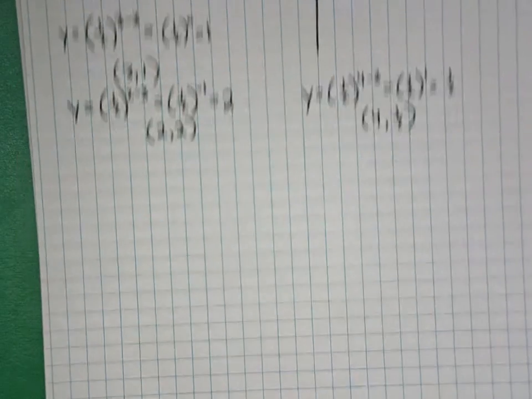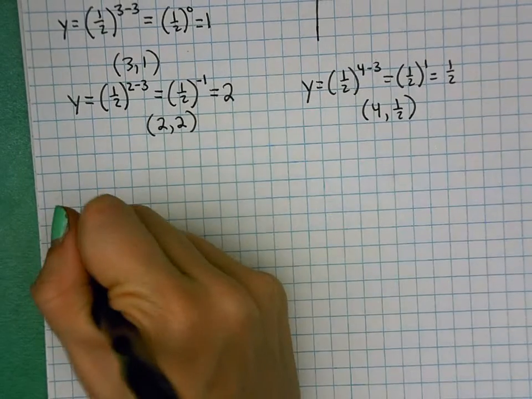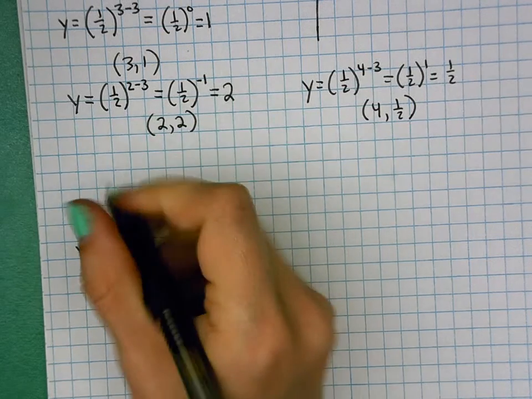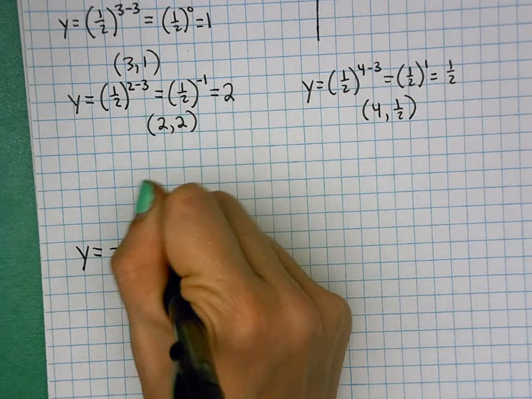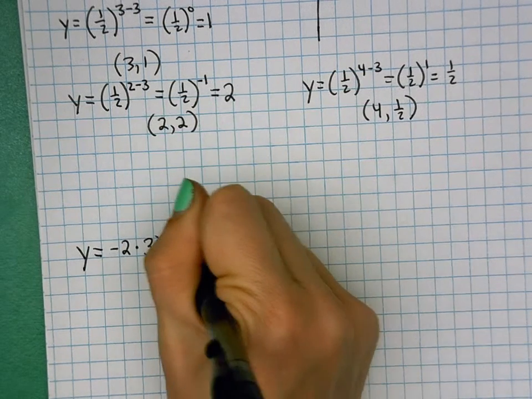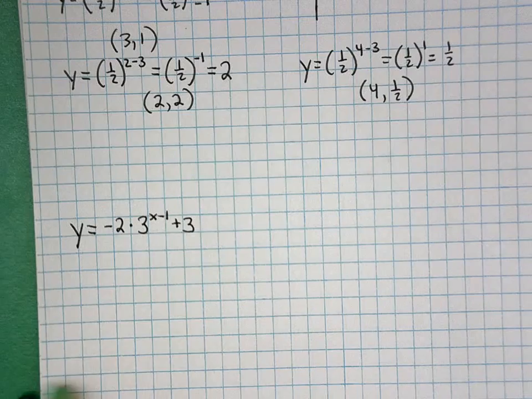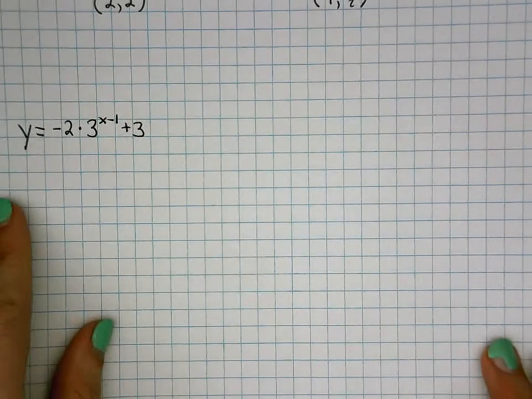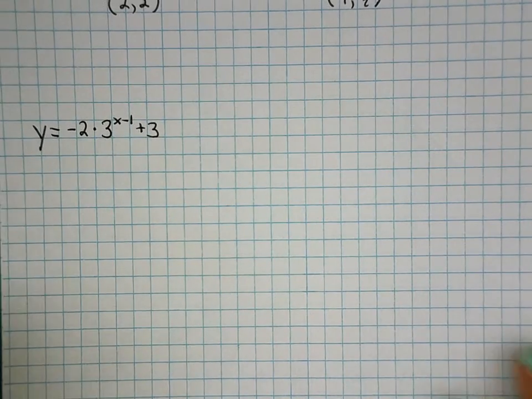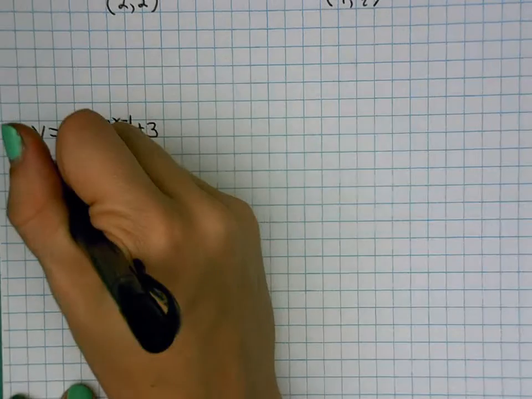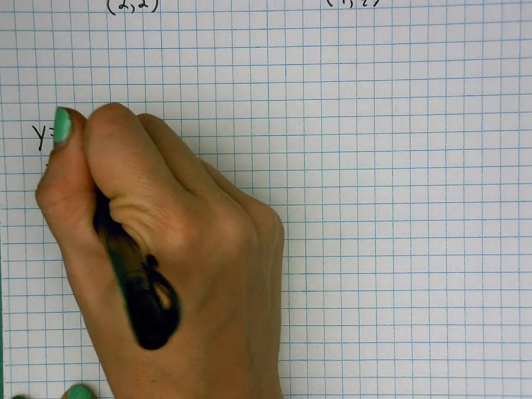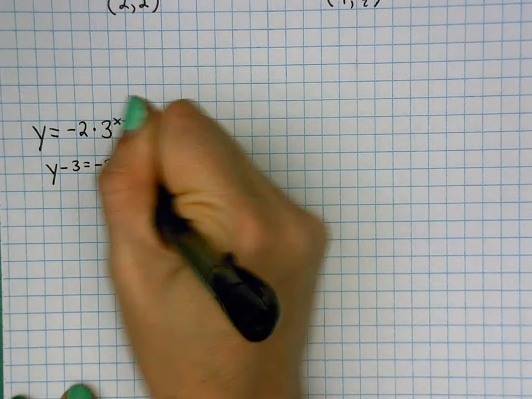We have y equals -2 times 3 to the x minus 1 plus 3. Go ahead and pause the video and give this one a shot. Okay, descriptive form. Let's subtract this 3 to the other side. Y minus 3 equals -2 times 3 to the x minus 1.